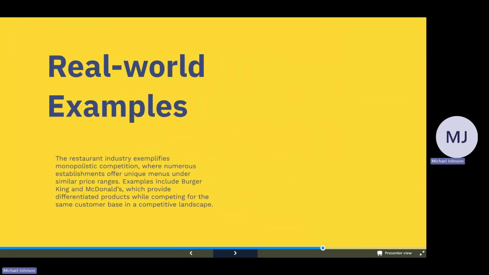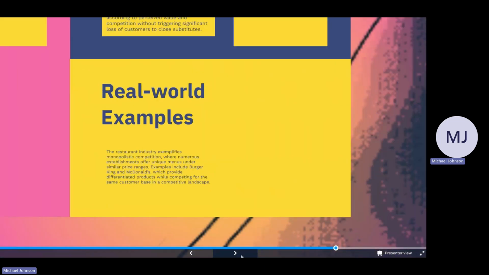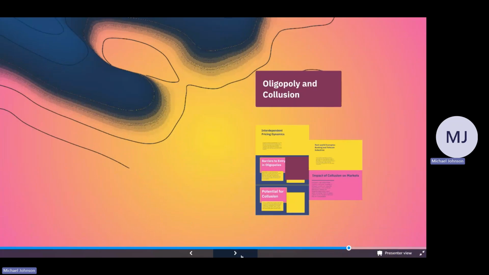Real-world examples. The restaurant industry exemplifies monopolistic competition, where numerous establishments offer unique menus under similar price ranges. Examples include Burger King and McDonald's, which provide differentiated products while competing for the same consumer base in a competitive landscape.